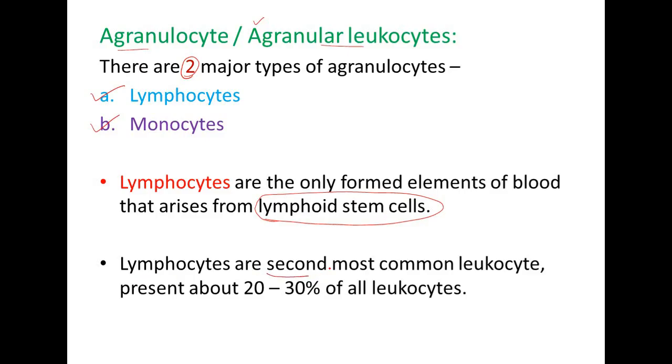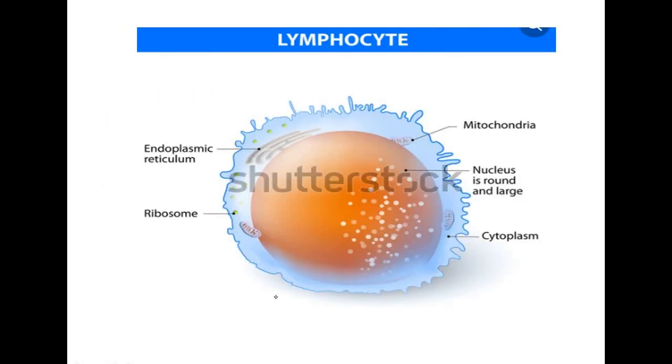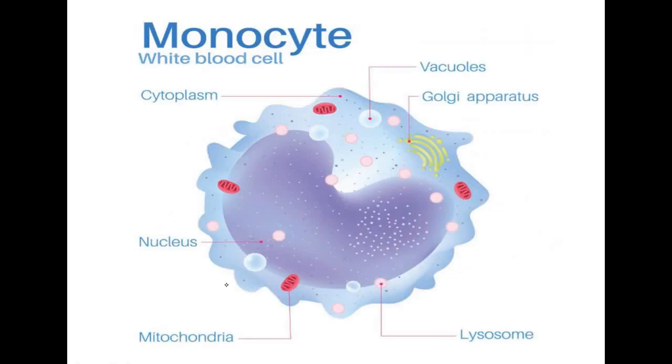Lymphocytes are the second most common leukocyte, about 20 to 30% of all leukocytes. This is the image of lymphocytes that I picked from Google. Here it has a large nucleus. The nucleus is round and large. Ribosome, endoplasmic reticulum, mitochondria, and cytoplasm. This is the structure of a lymphocyte, and here it is a monocyte.